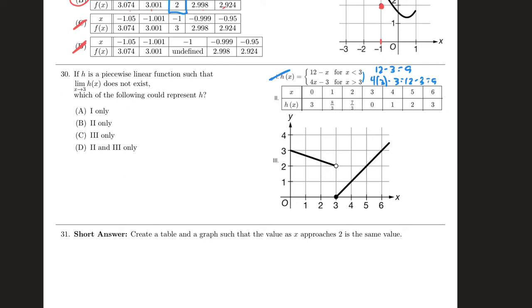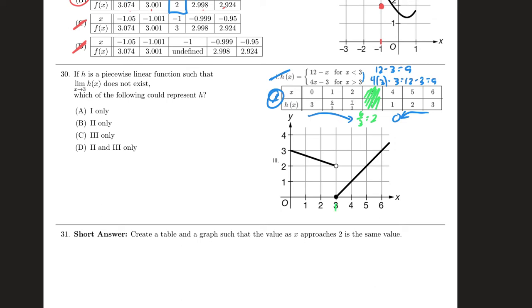For question 2, again, we don't care about what happens exactly at 3. But on the left-hand side here, 3, 8/3, 7/3, next would be 6/3, which is 2. On the right, 3, 2, 1, the next would be 0. So on one side, everything's going to 0. The other side, everything's going to 2, which means there's a jump. So our limit won't exist. This is actually one of the right answers.